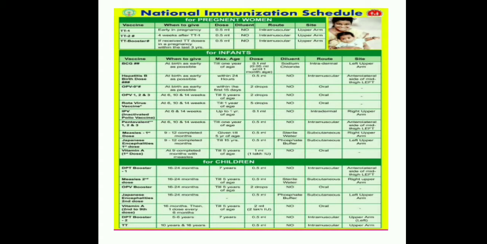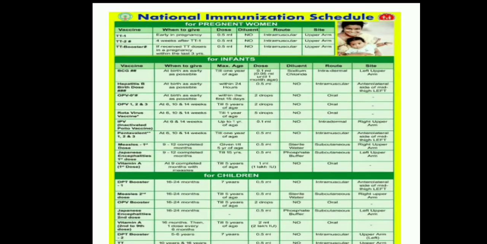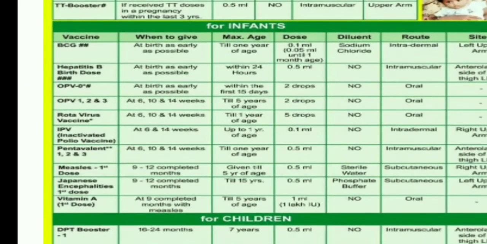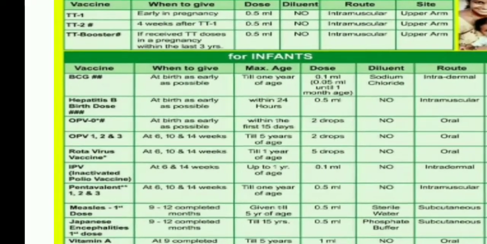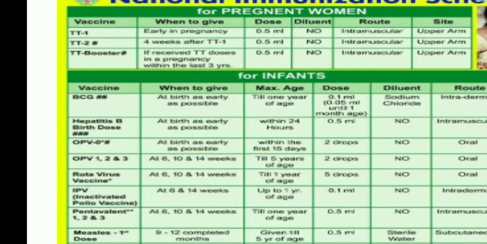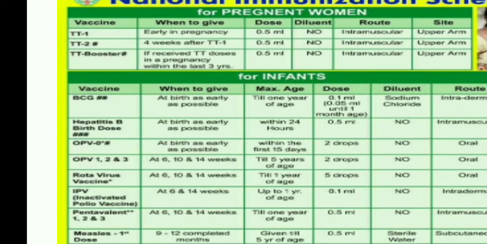Look at this picture. Here BCG vaccine for infants. Look at this one, BCG vaccine. When to give: at birth, as early as possible you should administer the BCG vaccine. If it is not given at birth, you should wait till 1 year; till 1 year you can give this BCG vaccine.